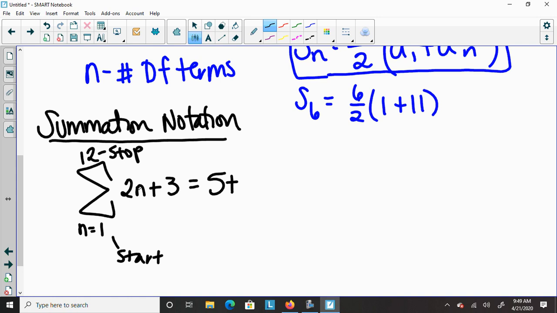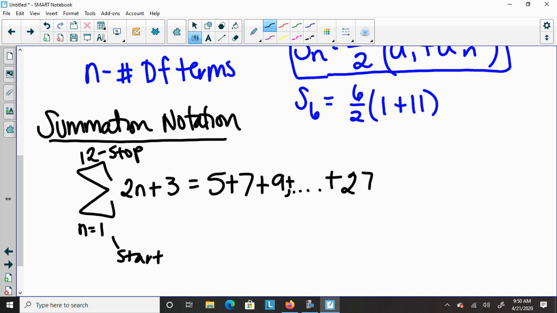Now I'm going to plug in 2. 2 times 2 is 4 plus 3, that's 7. Then I'll plug in 3, and it looks like I'm going up by 2 each time, 9. Dot, dot, dot. And then I'm going to see what my last number is, because I don't have to actually write them all out. All I need is my first, my last, and how many terms there are, and I can use my formula. So I'm going to plug in 12. 2 times 12 is 24, plus 3 is 27.